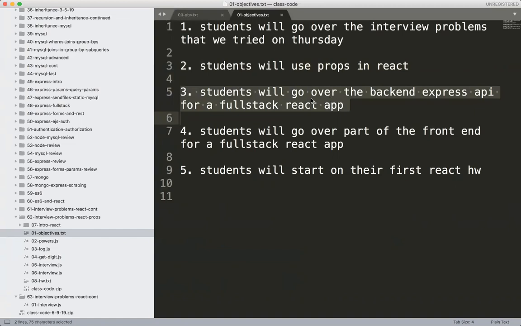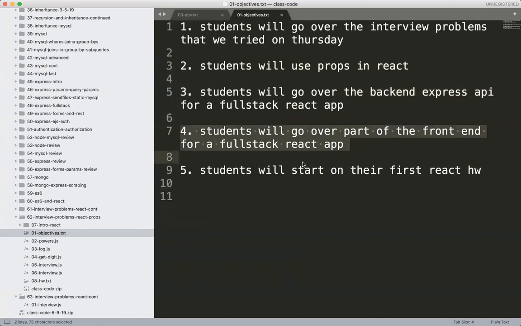And 3, let's go to Derek. Students will go over the backend Express API for a full stack React app. Yeah, so we're going to go over just a Mongo API. It's just Express and Mongo.js, and all the routes for it. And then I'm hoping we get to this part, but if we don't, we'll push it to Tuesday. That's fine. Rob?